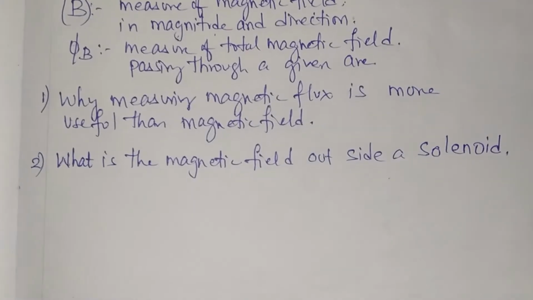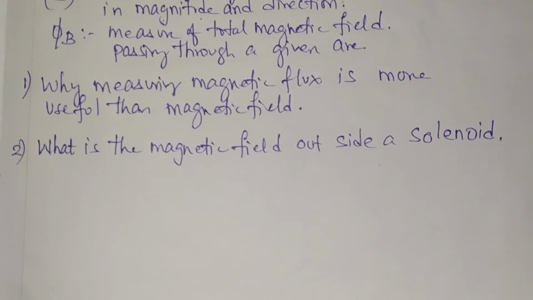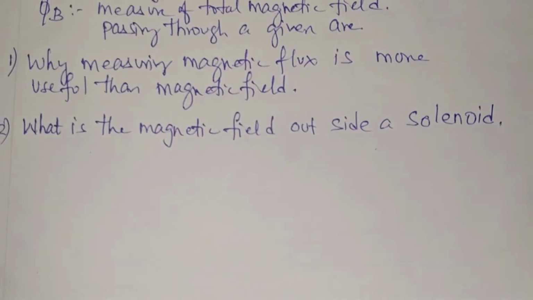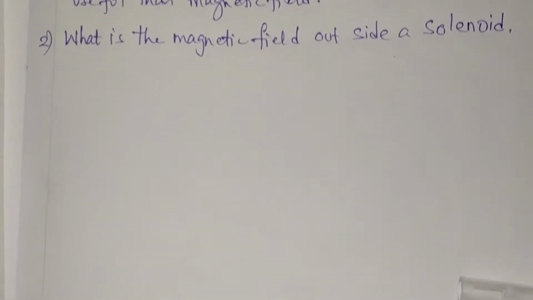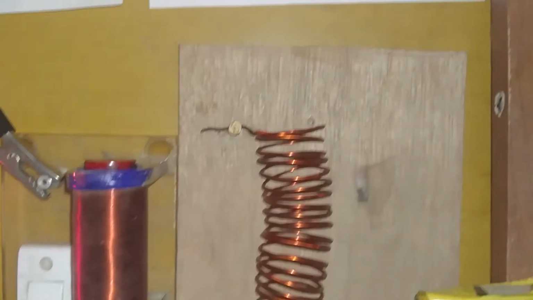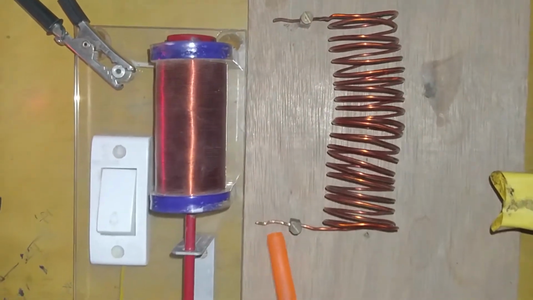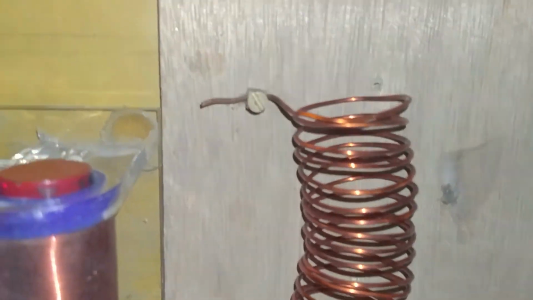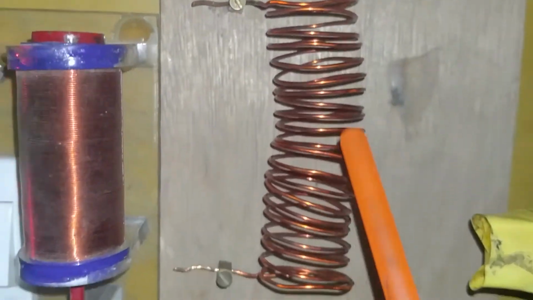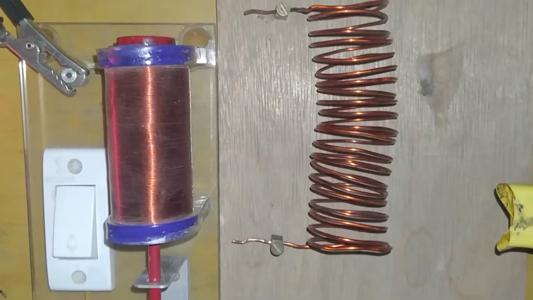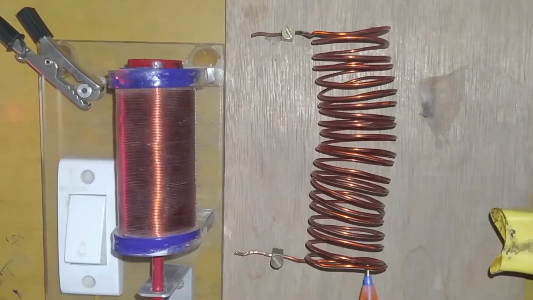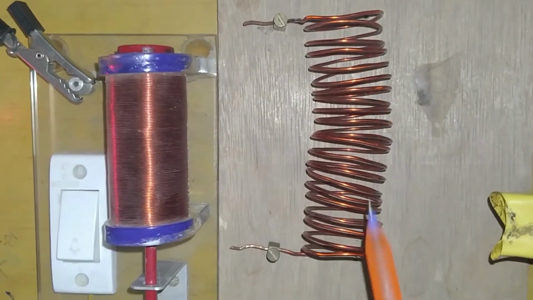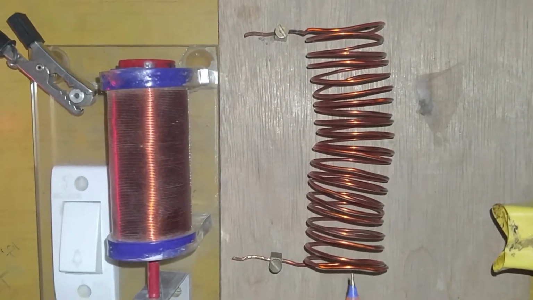Now, if a question is asked, what is the magnetic field outside a solenoid? To answer this, I will explain what a solenoid is first. You see here, I have different configurations. I have taken a copper wire and wound it in the form of a circular coil, a long cylinder shown here. You can see that the radius of this cylinder is far less than the length of this cylindrical coil. This configuration is called a solenoid.